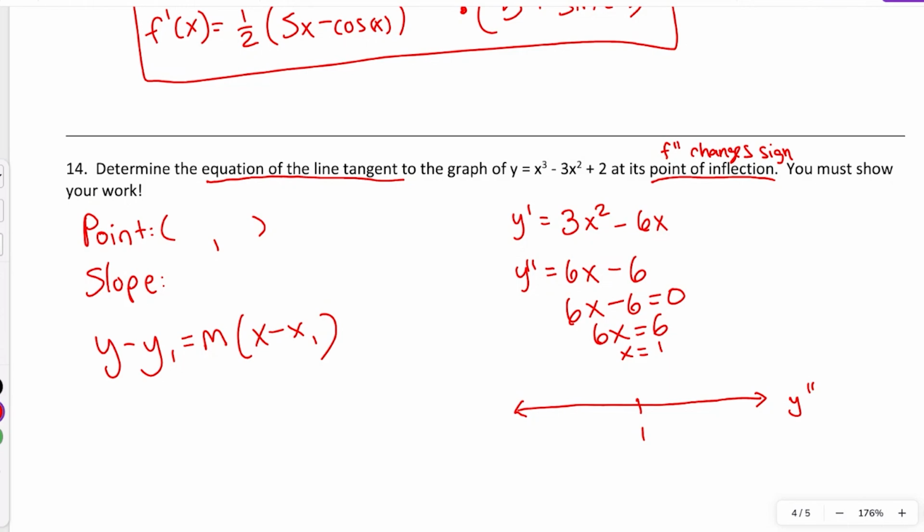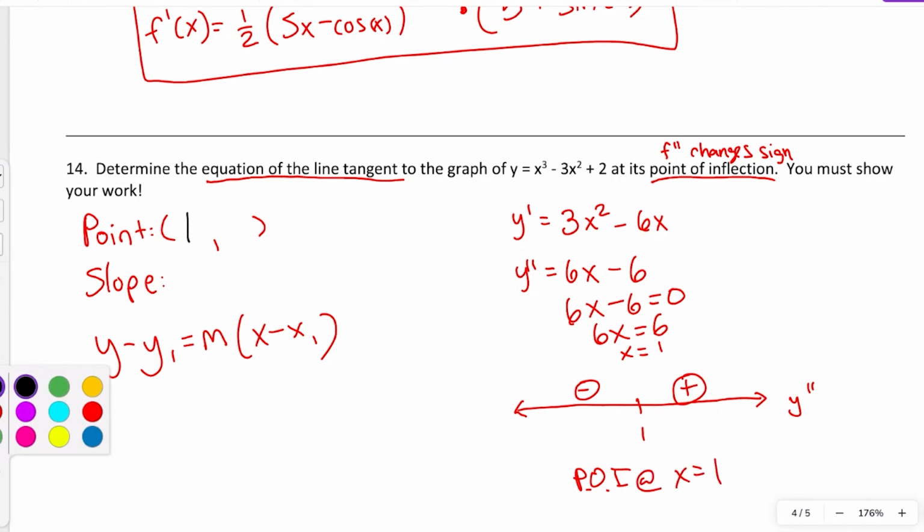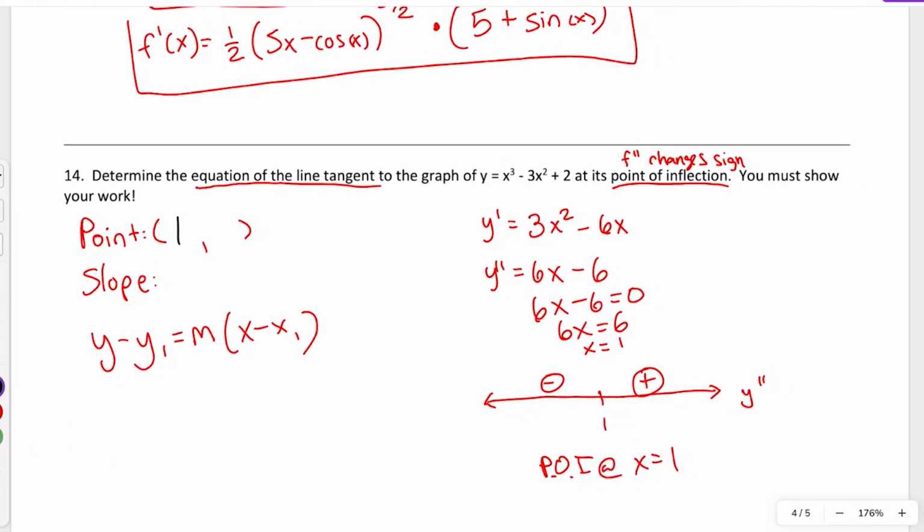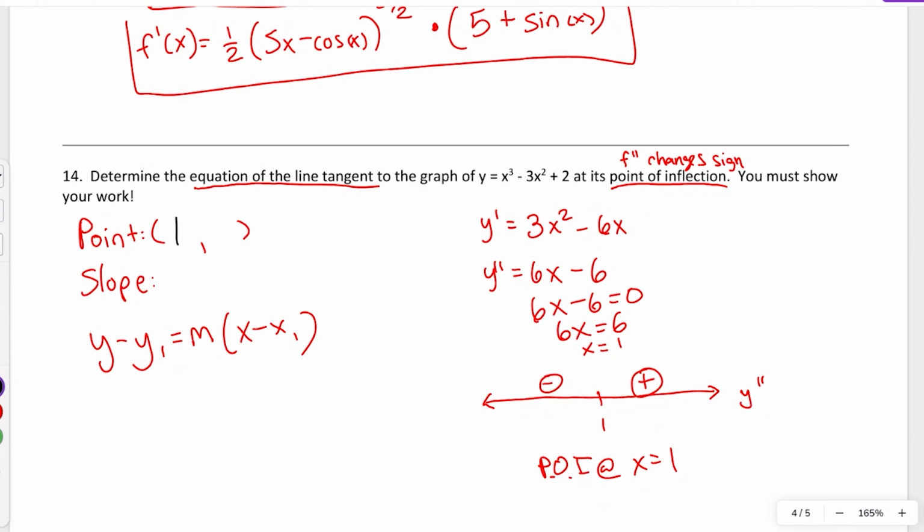If I plug in a number like 0 into 6x minus 6, that's going to give me a negative value. If I plug in a number like 10, it's going to give me a positive value. So sure enough, we do have a change in sign on f double prime. So that means that our point of inflection is at x equals 1. That's going to be the x coordinate of the point where we're going to find this tangent line. So to find the y coordinate, we need to find the value of y when x is 1.